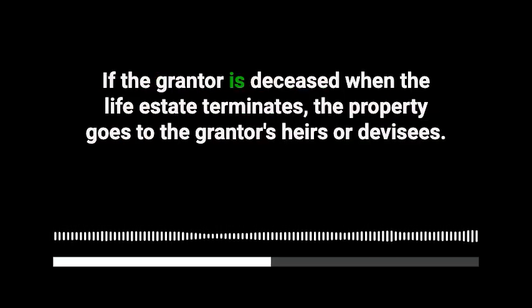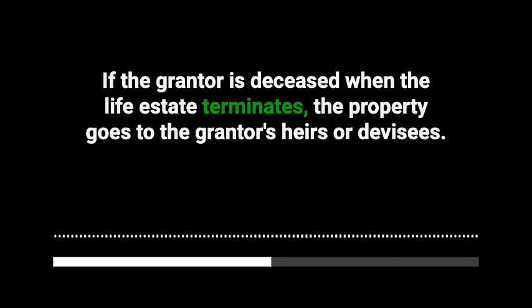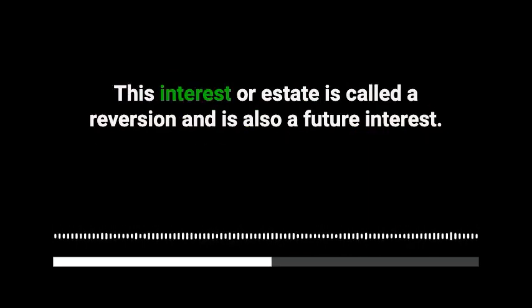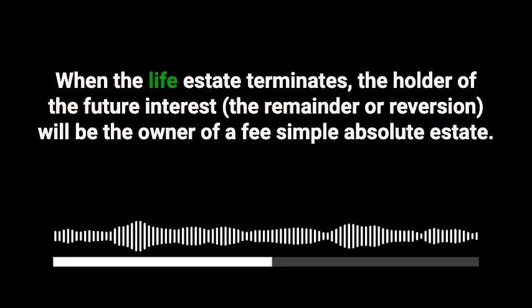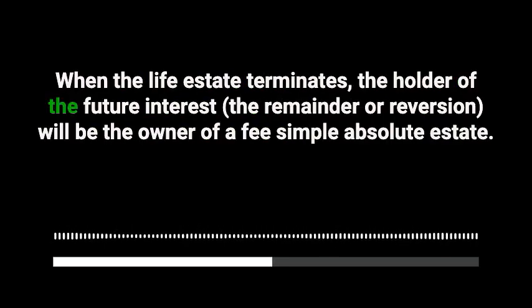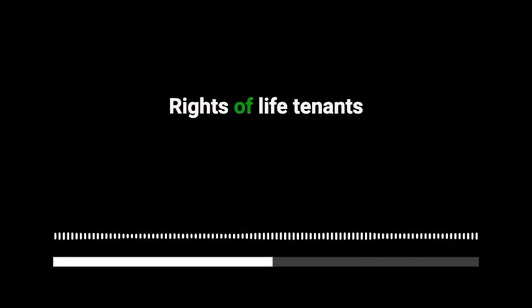If the grantor is deceased when the life estate terminates, the property goes to the grantor's heirs or devisees. This interest or estate is called a reversion and is also a future interest. When the life estate terminates, the holder of the future interest will be the owner of a fee simple absolute estate. Rights of life tenants.